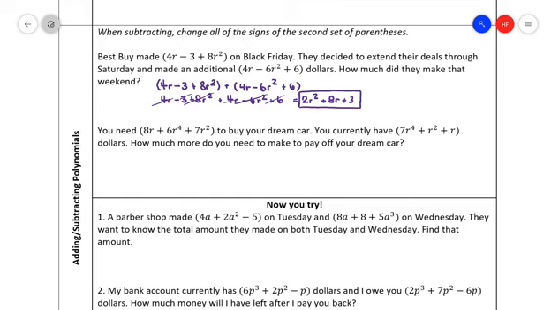The next one, you need this polynomial of money to buy your dream car, and you currently have this polynomial. So how much more do you need to make to pay off your dream car? So I have some amount, and I need to get to this amount. So how do I find out what I still need? I'm going to take what I need. Let me write it down. So it would be amount total that's needed. So the cost of the car minus what I have.